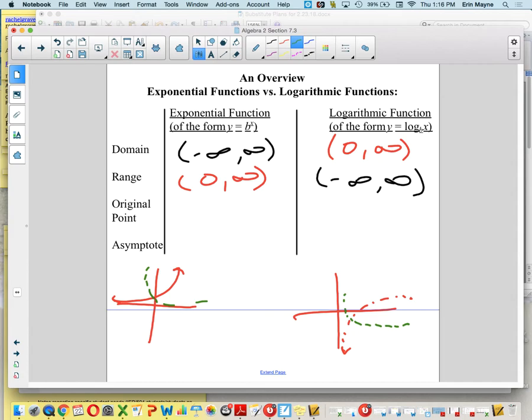But just as decay is decreasing, my logarithm will also be decreasing. Now, in both cases, exponential growth or decay, no matter what the base, what will they automatically go through? 0, 1. Why? Because anything to the 0 power is 1. Now, you should immediately be able to tell me what's on every logarithm graph. 1, 0. Why? Because it's the inverse.